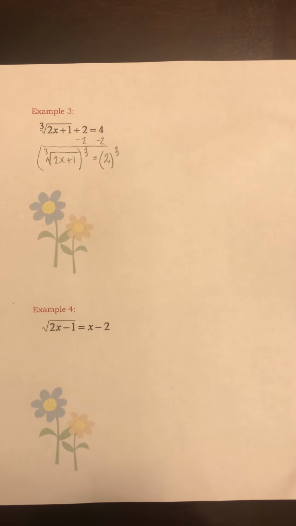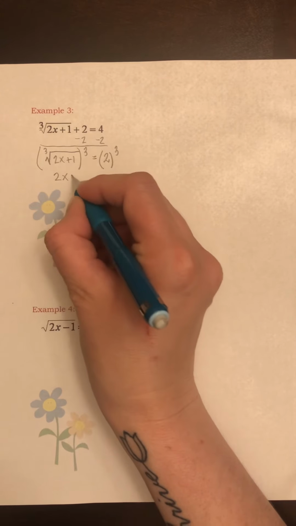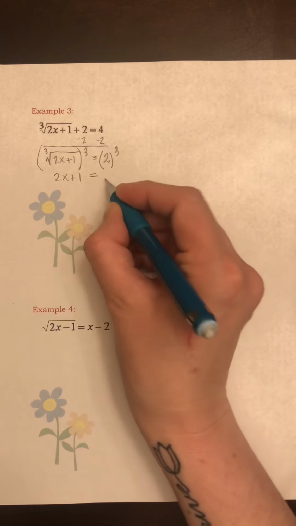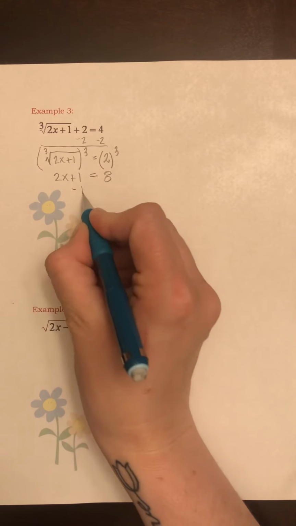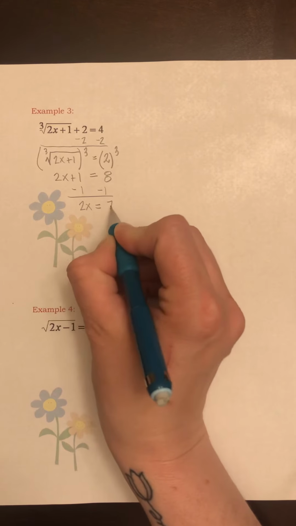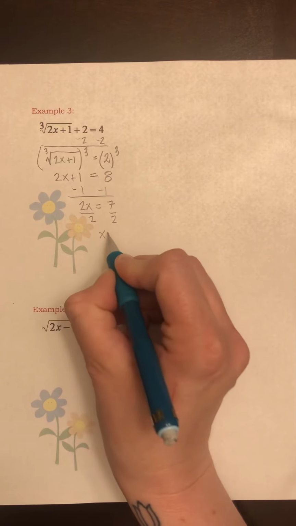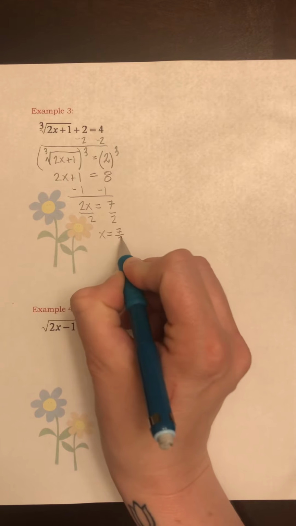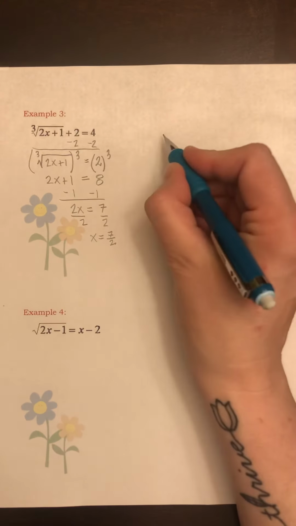Well, a cube root and cubing something cancels each other out. So now we have 2x plus 1 equals 2 cubed, which is 8. Next, I'm going to subtract 1. Now I have 2x equals 7. And then I'm going to divide by 2. And I'm going to leave 7/2. If you want to change it to a decimal, that's fine. Remember, we have to go back and check it.